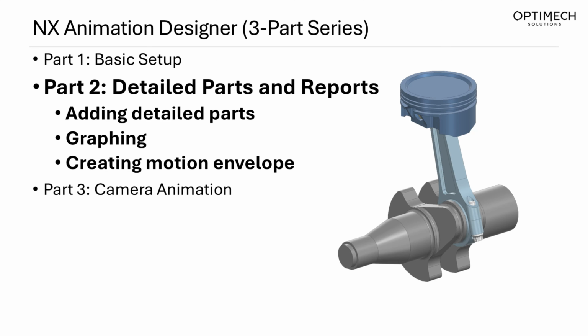This is part 2 of the 3-part series on NX Animation Designer. Last time we went over the basic setup and worked with a conceptual design to create an animation. In this part of the series, we'll add detailed components to the animation, then we'll animate that, then graph that motion, and then we'll show creating a motion envelope.